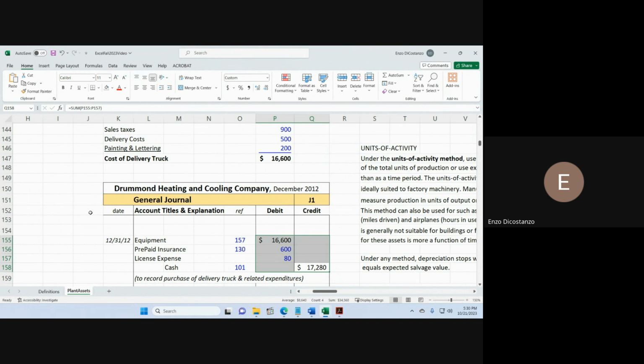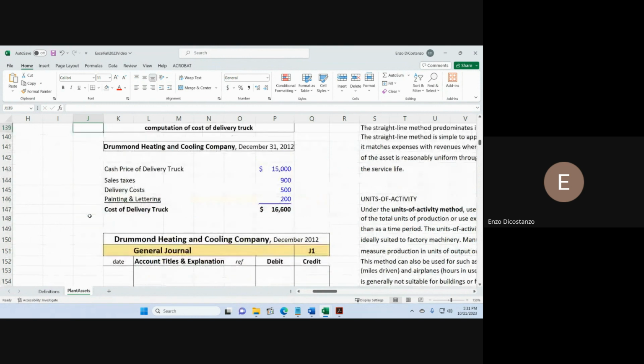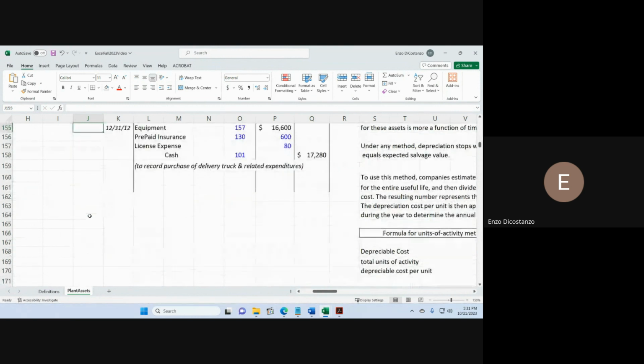But there you go. Okay. That's what you're looking at with that. So it's the equipment, the insurance, the expense. So you're including a variety of costs with them. So it's a good way to sort of get started with this.